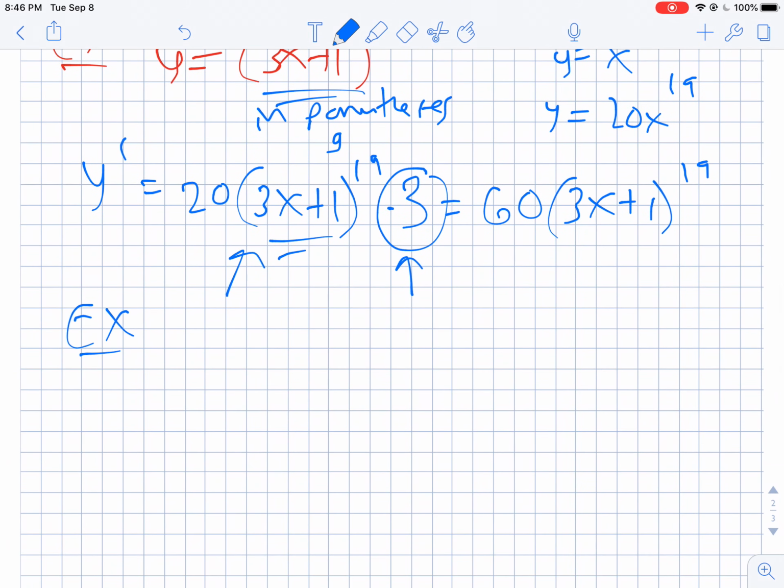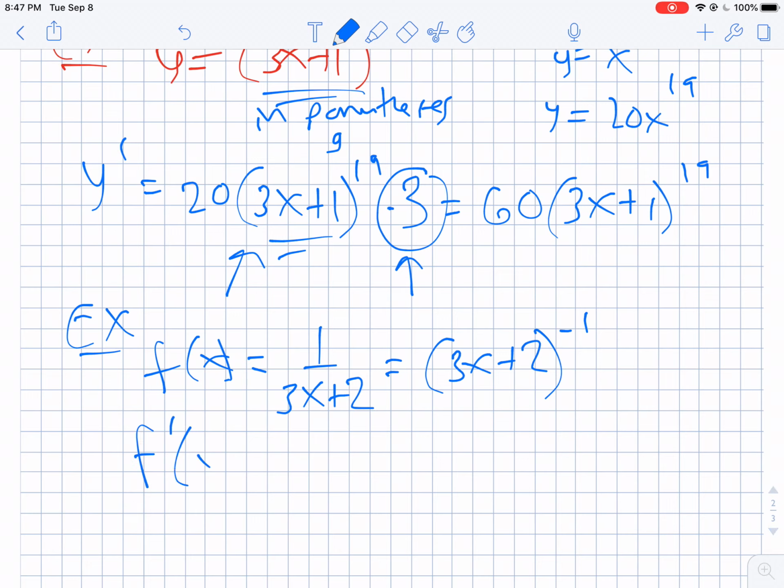Suppose we have the function f of x equals 1 over (3x plus 2). Now, this is something you could easily do using the quotient rule. But you could also rewrite this as (3x plus 2) to the negative 1 power. So you could use the quotient rule, but you can also do the chain rule on something like this, and I find it easier. So we'll bring that power down in front.